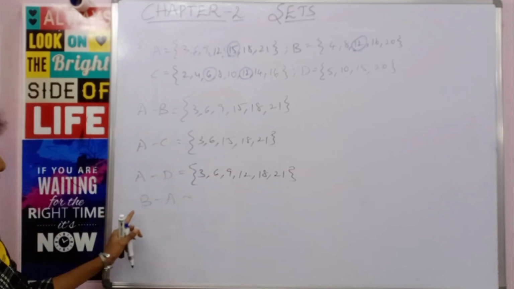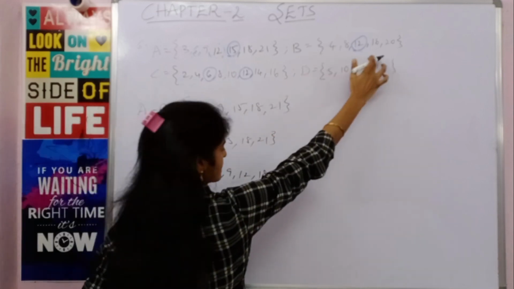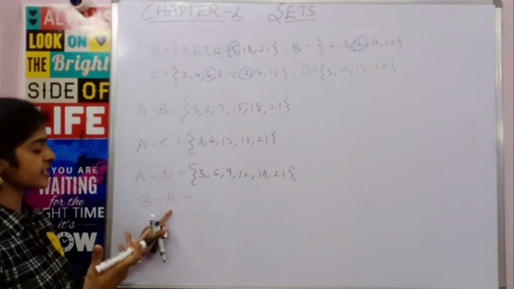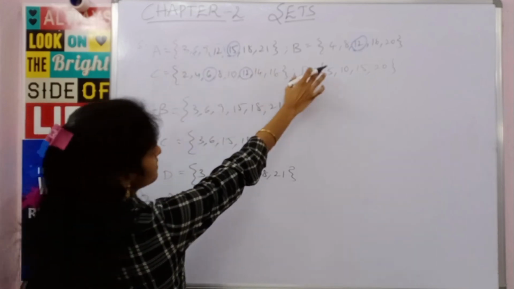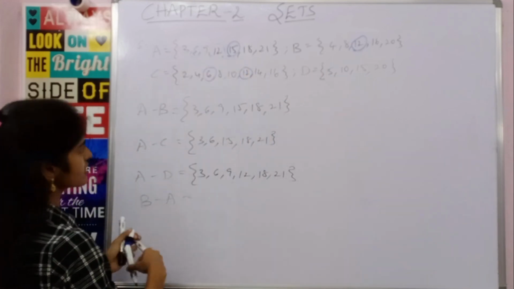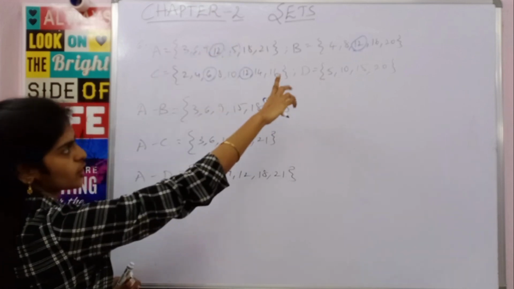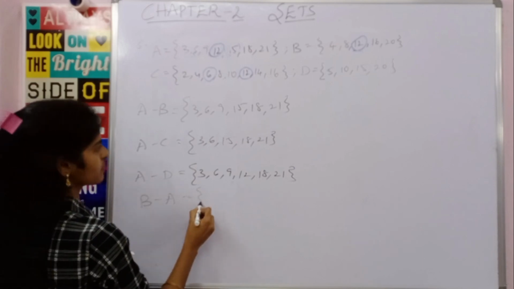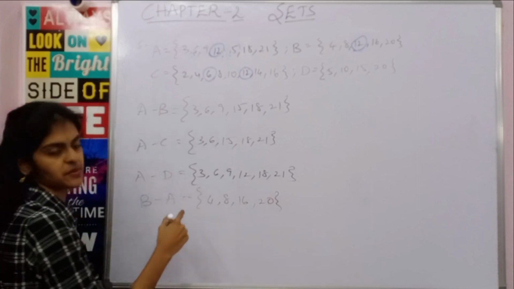Now B minus A. In B minus A, what you will do, you will consider the set B, and you will subtract the common elements of A and B from B. The common elements of A and B, as you can see, only 12 is common. So you will remove 12 from B and you will write the other elements of B. So it is nothing but 4, 8, 16 and 20 is B minus A.